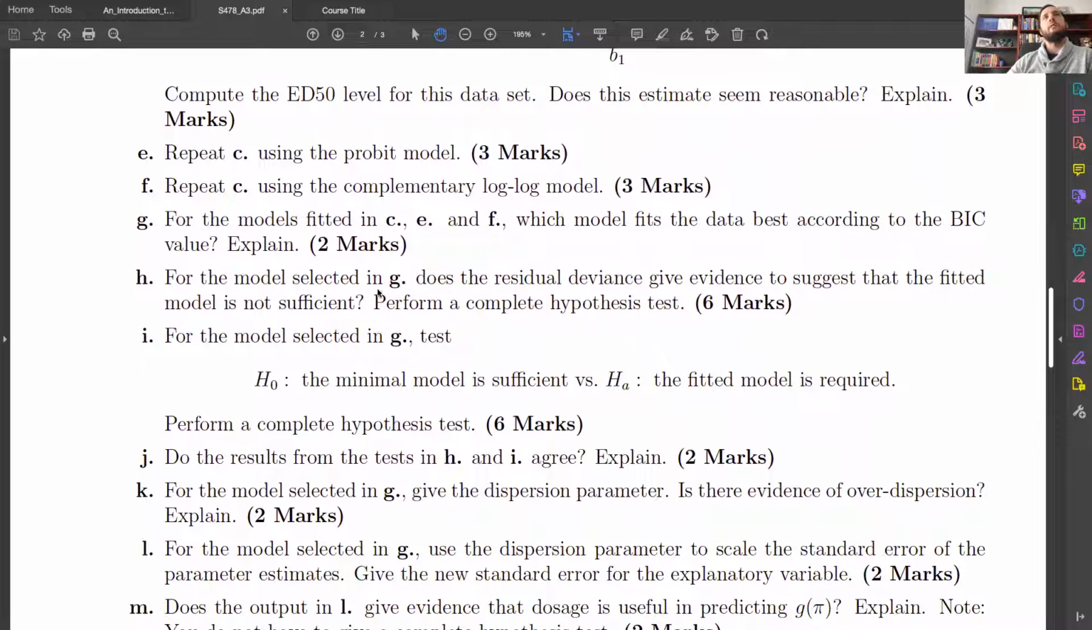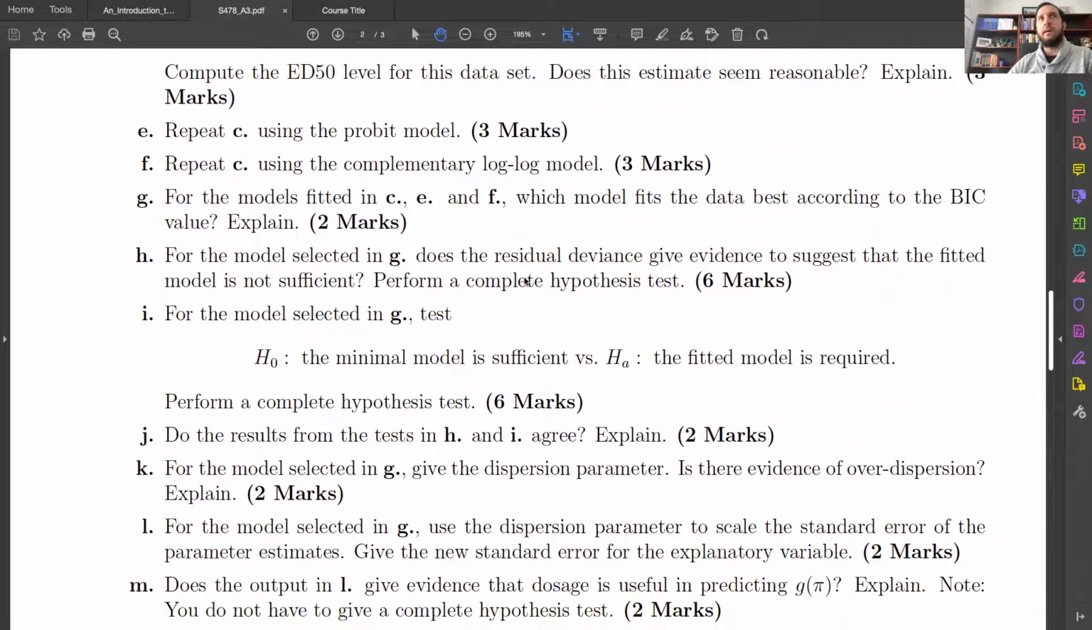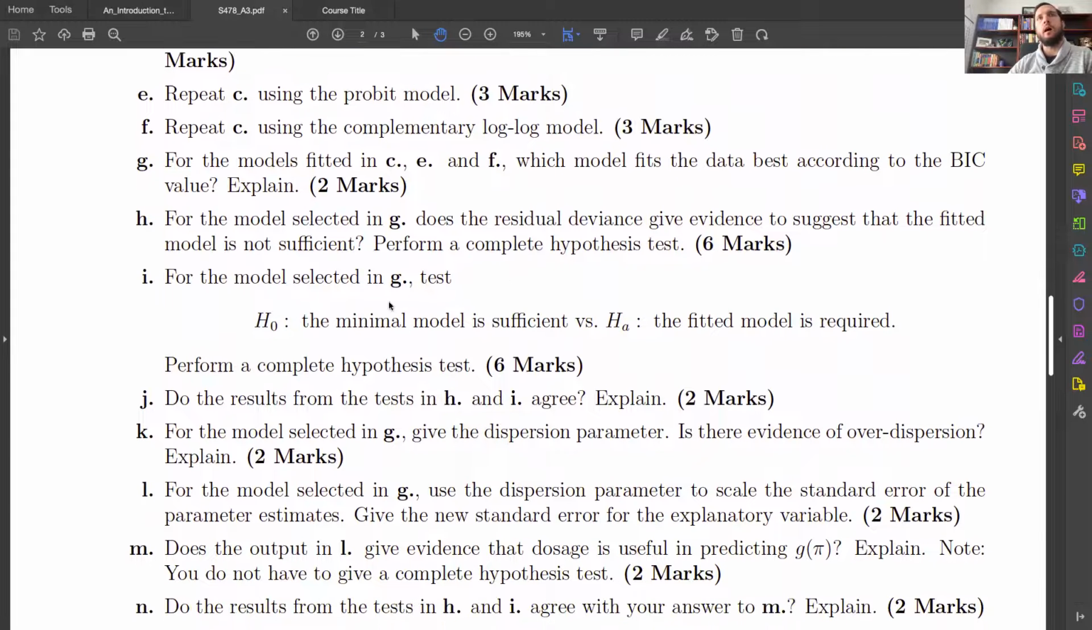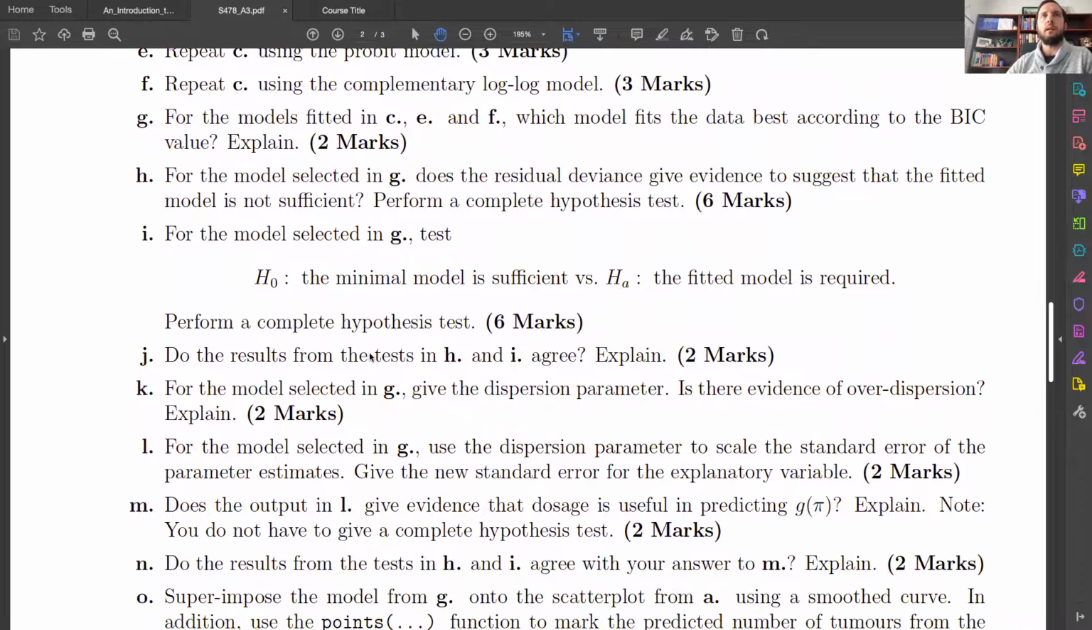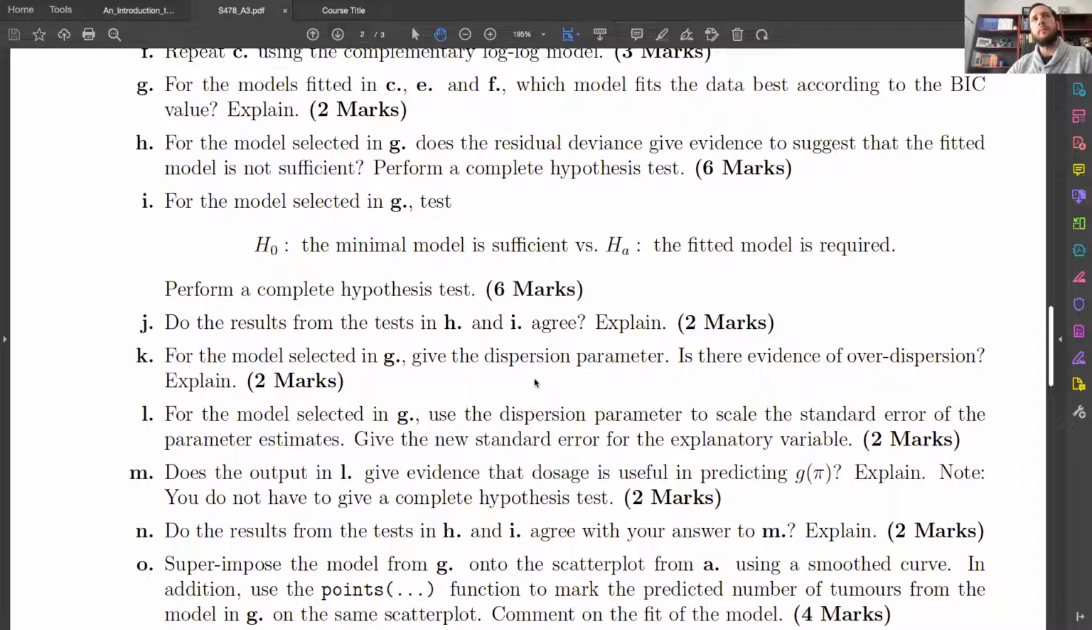Okay, so for the model selected in G, so the best fitting model according to BIC, does the deviance give evidence that the full model or that the maximum model is required? In part I, does the C statistic give evidence that the fitted model is required? And then you're going to be asked to compare these results. Part K, you're going to be asked to compute the dispersion parameter and then use this to assess over dispersion. We're going to talk about that today in lecture, and I'll show you how to do this tomorrow in lab.